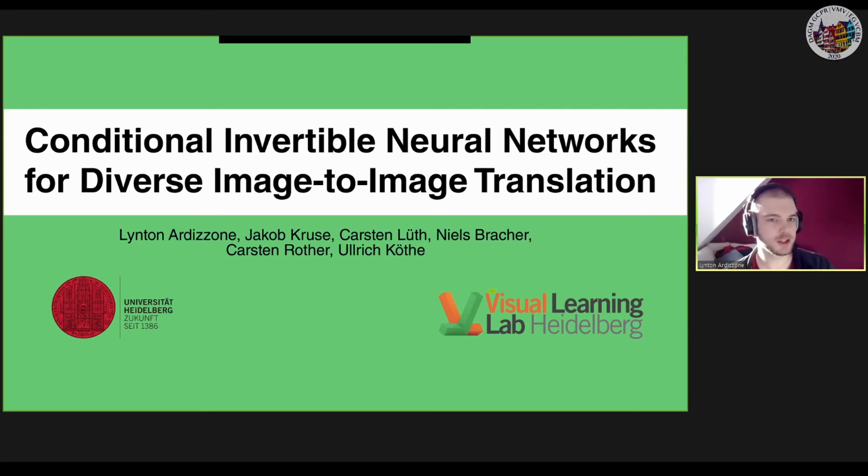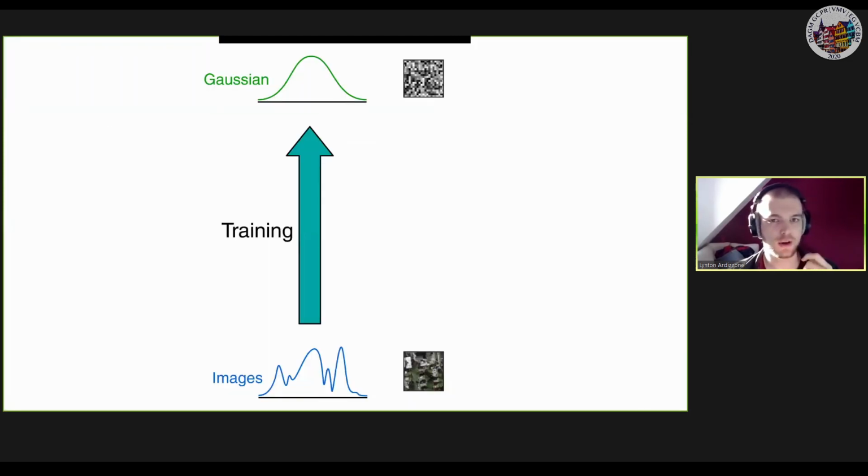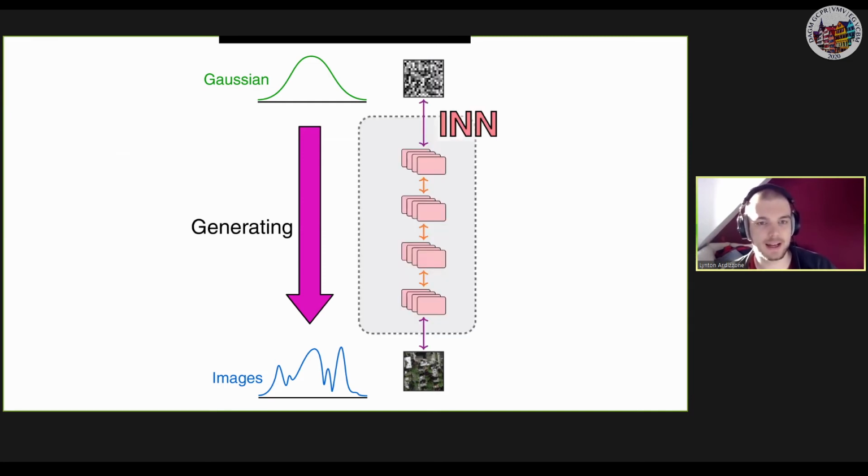Yes, I'm speaking on conditional invertible neural networks for diverse image-to-image translation. So in a standard normalizing flow, you train this transformation from images or some other complex distribution to a latent space. And then you try to make the outputs follow a standard normal distribution. And this is done with a maximum likelihood loss. And we've seen this a few times in the last few days. Then at test time, you can sample from the latent distribution and invert the transformation to generate new images. And if you want to do this with a neural network, of course, you need an invertible neural network, or INN for short.